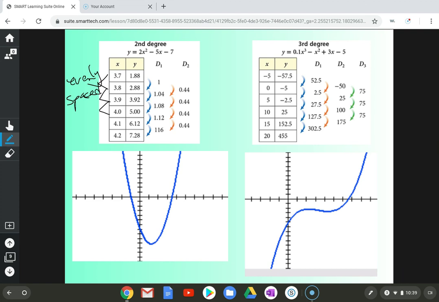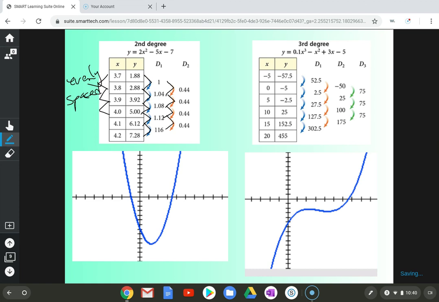If your first differences are the same, it's linear. But if they're not, you find all of your first differences, so you just subtract. 2.88 minus 1.88 is 1. 3.92 minus 2.88 is 1.04. And you go through and you find all of your differences. If they're different, you know it's not linear, so then you find the differences of the differences.